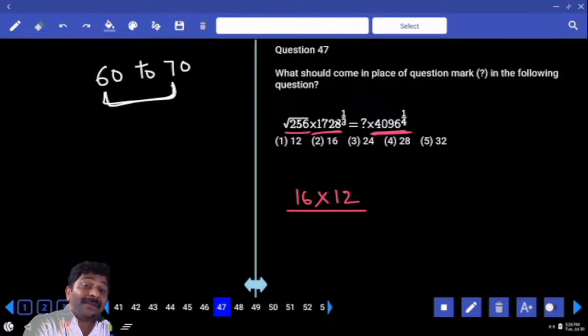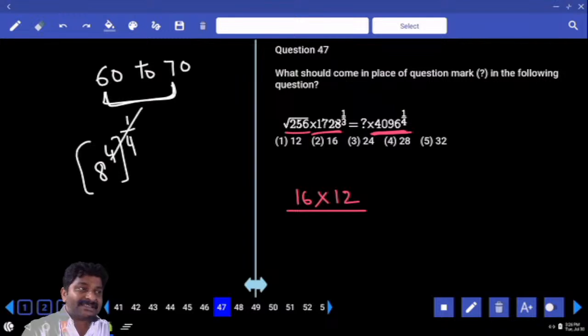Again, 64 can be written as 8 square. Then it is 8 to the power of 4 to the power of 1 by 4. This gets cancelled. And in the denominator, how many times? 2 times.